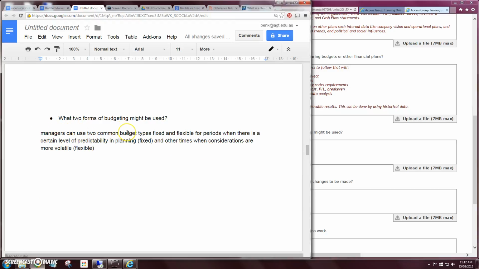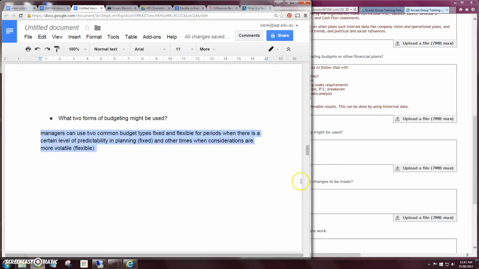And so rather than just saying fixed and flexible, and your trainer may allow that, I've elaborated a bit more on, again, what fixed and flexible budget types were. So when you've got a certain level of predictability in the business, you can use fixed budgets, and at other times where things are a bit more volatile, you use flexible budgets.